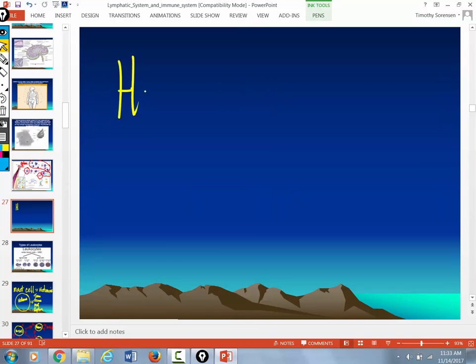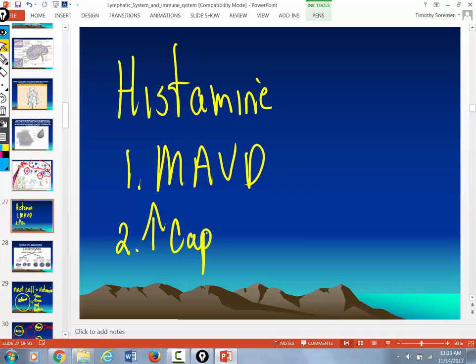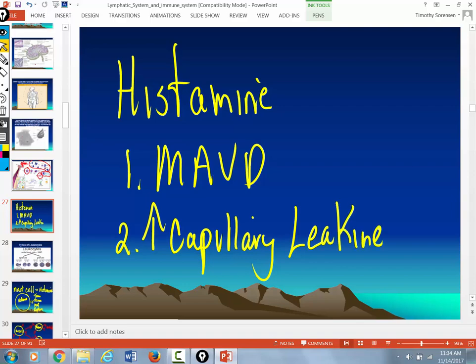Histamines do two important things. Number one, they cause massive arterial vasodilation in the area that they were released. And number two, histamines cause increased capillary leakiness. The capillaries become leaky to everything? To everything. Mostly the fluid. The formed elements are too big to get through those little holes. Are you following this so far?